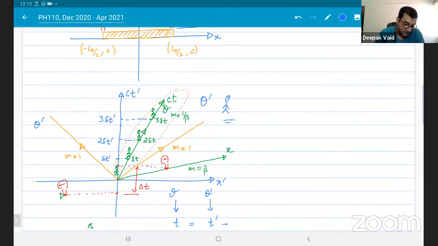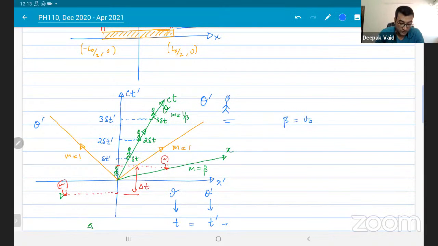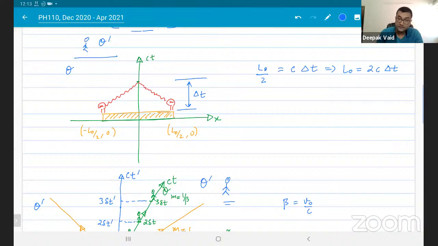We will represent it as a diagonal line, right, whose slope m is equal to 1 by beta, where beta is equal to V0 by C. And so this is also the same as the time axis. As seen by O prime, this is the trajectory of O, okay? But this axis is also the same as this time axis that we have drawn here for the O frame of reference, right?